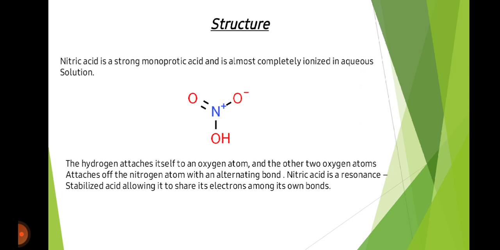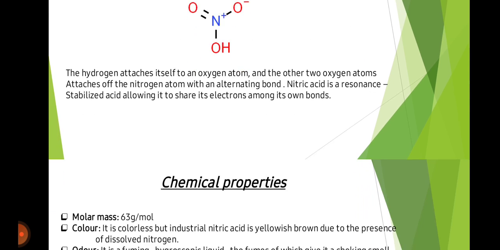So what is basically a nitric acid? Nitric acid is a strong monoprotic acid and is almost completely ionized in aqueous solutions. Monoprotic acid is an acid that can donate only one proton, as it is clear from its name: mono means one and protic means proton. If we see its structure, the hydrogen attaches itself to an oxygen atom and the other two oxygen atoms attach to the nitrogen atom with an alternating bond. Nitric acid is a resonance stabilized acid, allowing it to share its electrons among its own bonds.